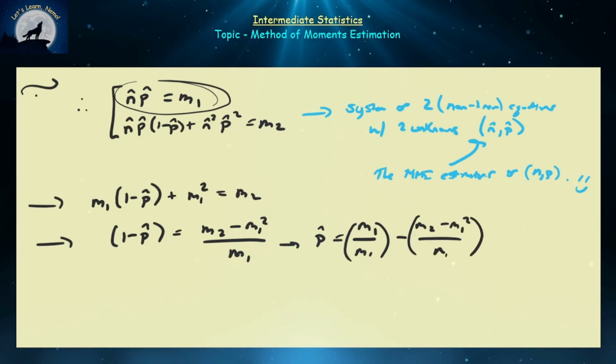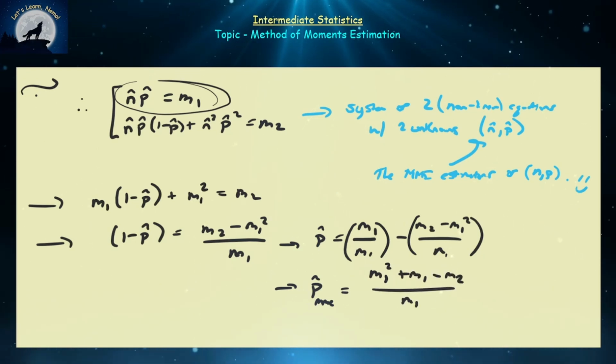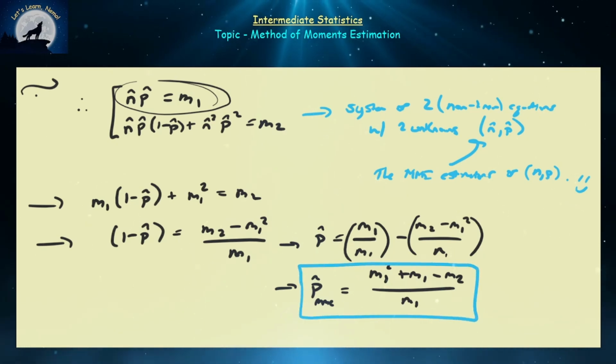And then minus this (m2 minus m1 squared) all over m1. And then I can get a common denominator and rearrange. And I can write this as p hat, the MME estimator for p, will be equal to (m1 squared plus m1 minus m2) all over m1. So that's our MME estimator for p.